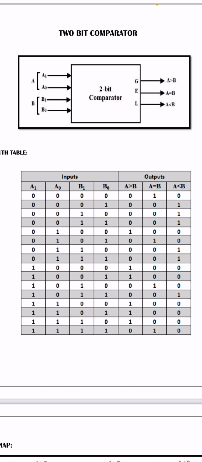The same way, on the third row, A1 is 0 and A0 is 0, B1 is 1, and B0 is 0. We can see that B is greater than A. And what happens when B is greater than A? Then we get 1 on the third column, which shows that A is less than B. B is greater than A is the same thing as A is less than B, so we get 1. And this is how the table works.